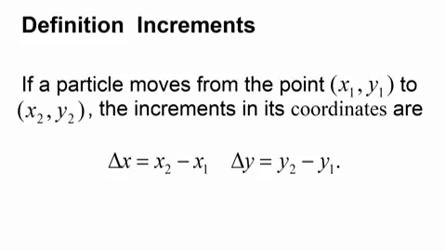If a particle moves from the point x sub 1, y sub 1 to the point x sub 2, y sub 2, the increments in its coordinates are delta x equals x sub 2 minus x sub 1, and delta y is equal to y sub 2 minus y sub 1. These symbols are read delta x and delta y. The letter delta is a Greek capital D for the operation difference. Let's try these out.